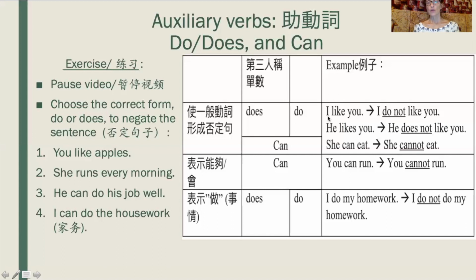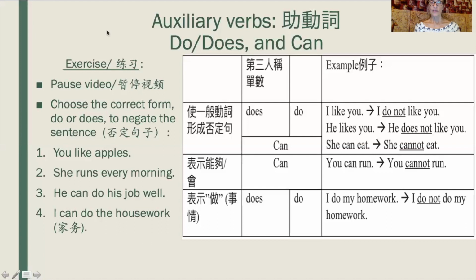Okay. You like cake. You do not like cake. So you takes the do. They like cake. They do not like cake. He likes cake. He does not like cake. And here, when you use can, it's she can eat. She cannot eat. You can run. You cannot run. I do my homework. I do not do my homework. Okay, so that's just how these words work.